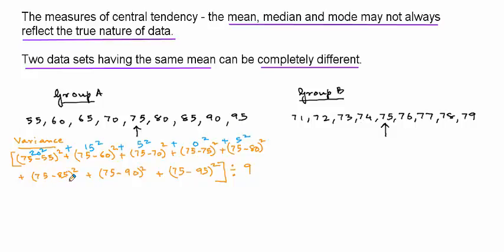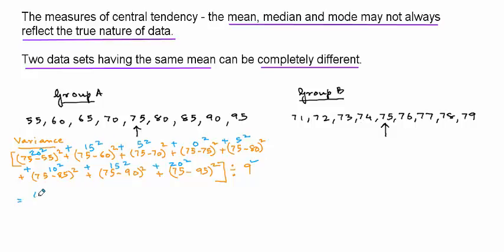75 minus 85 is negative 10 in the same way, so if you square that, it becomes square of 10, same thing, plus 15 square and plus 20 square. All of that again divided by 9. And these are big numbers, as you can see.